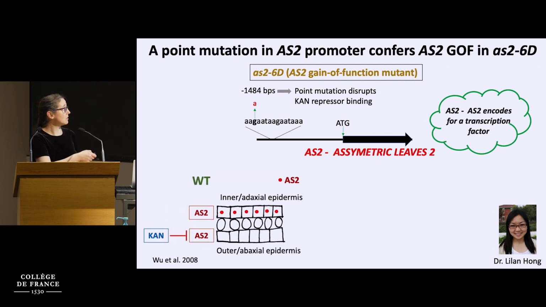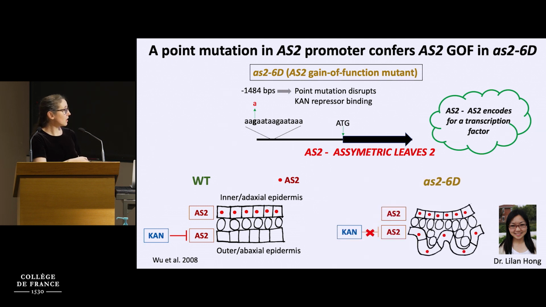What's wrong with this mutant is that this promoter here, this mutation in the promoter, causes too much AS2 expression. So in wild type, you have AS2 only on the inside of the sepal and not on the outside. And then in this mutant, it disrupts a binding site for another transcription factor, and then you get AS2 on both sides. So it's a gain of function mutant, it's a dominant mutant. So this is not loss of activity, it's gain of activity.